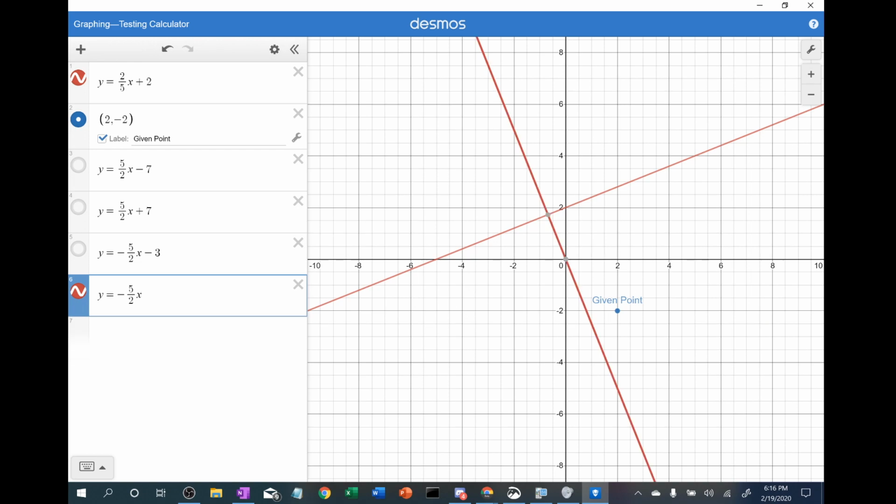-5/2 x plus 3. And bingo was his name-o. That's how you know you're right. So it's passing through the given point, and it's perpendicular, ladies and gentlemen. Okay.